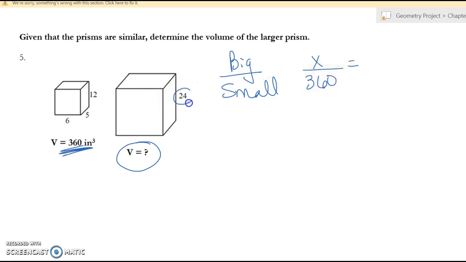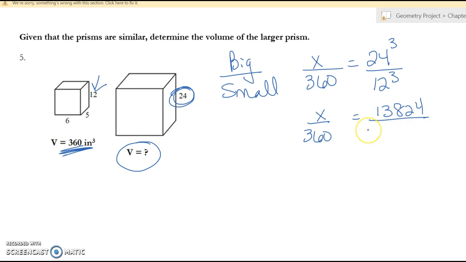Now, the big shape, the only number I have is 24, but I have to cube that because it's volume. And it corresponds to this 12, so I cube that. And so now let's see, 24 cubed, that's a pretty big number. So I get X over 360 is the same as 13,824 over 12 to the third, which is 1728. And so now I'm going to divide those two, see if I get a whole number. And I do, so I get X over 360 is equal to 8.